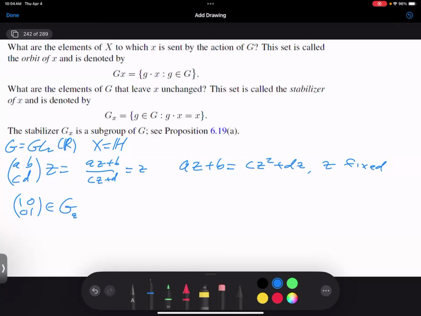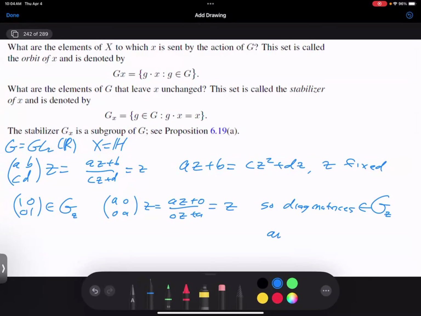So if I give you (A 0; 0 A) acting on Z, that's (AZ + 0)/(0Z + A), that's just Z. So all diagonal matrices of this form are in the stabilizer. Is there anything else? And so I'll leave that as an exercise for you.